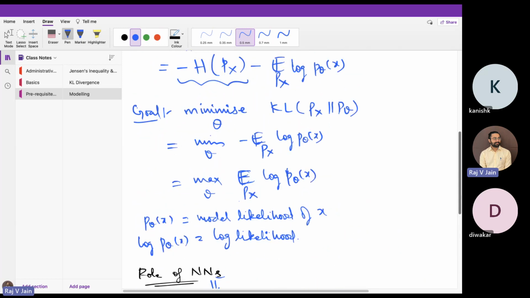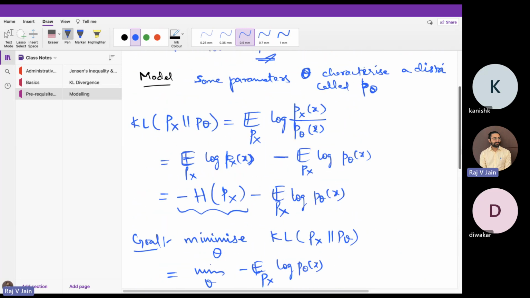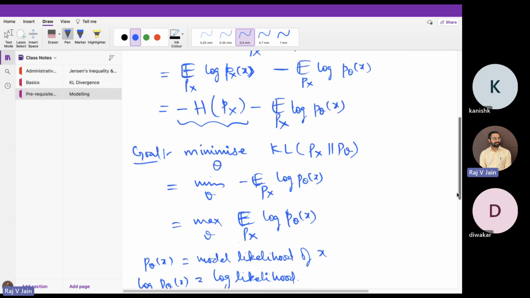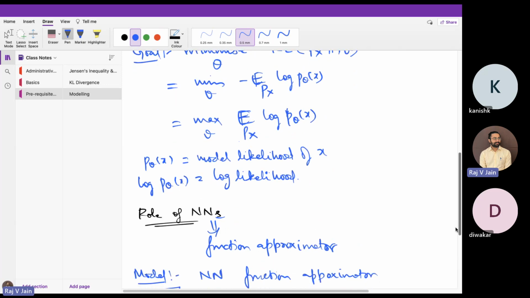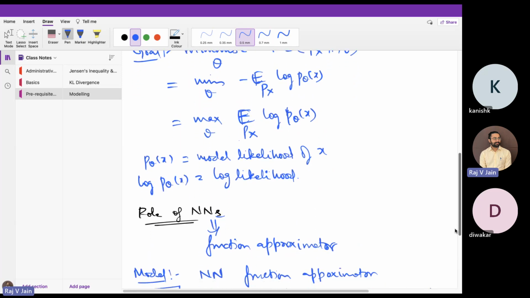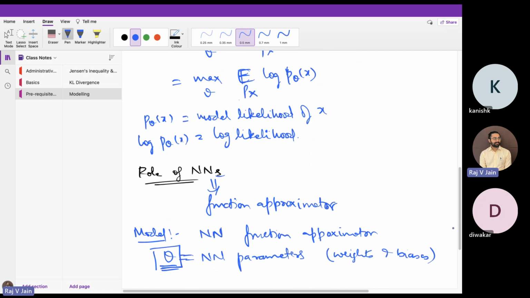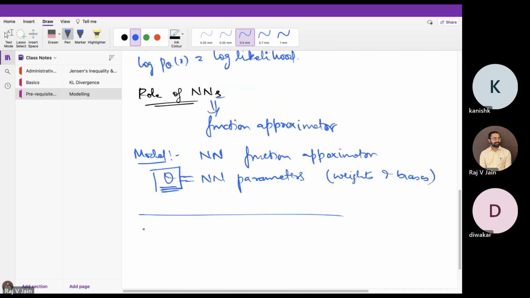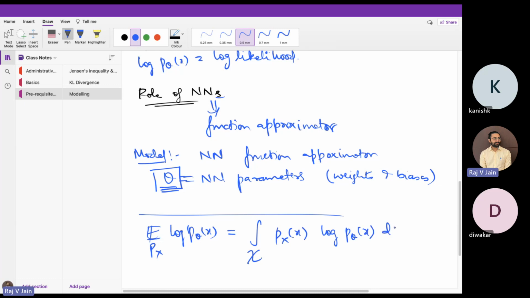Okay, so it's all well and good, right? So we saw KL divergence, and we're trying to minimize the KL divergence, maximizing the log likelihood of the model. But there's a small issue here. If I were to expand this expectation, log p theta of x, this turns out to be the integral of px of x log p theta of x dx, right?